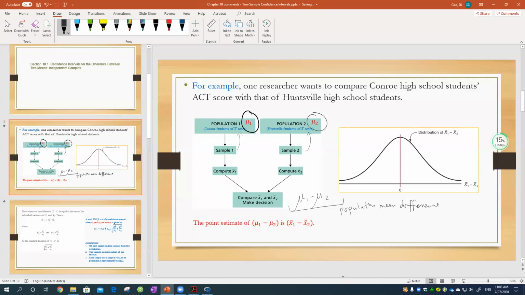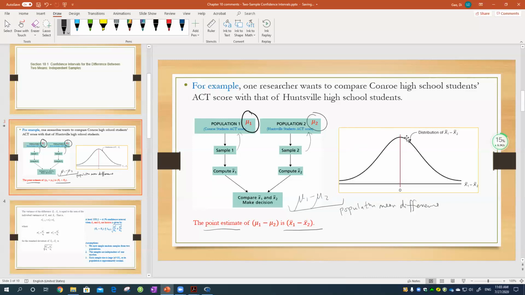Then, based on what we learned from previous chapters, mu1 minus mu2 is a population parameter. We have to estimate that, and then we use the point estimate to estimate the population parameter. The point estimate is going to be x1 bar minus x2 bar.